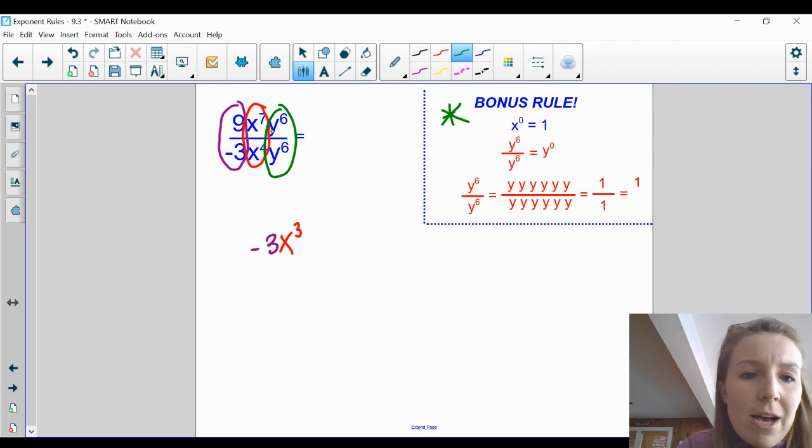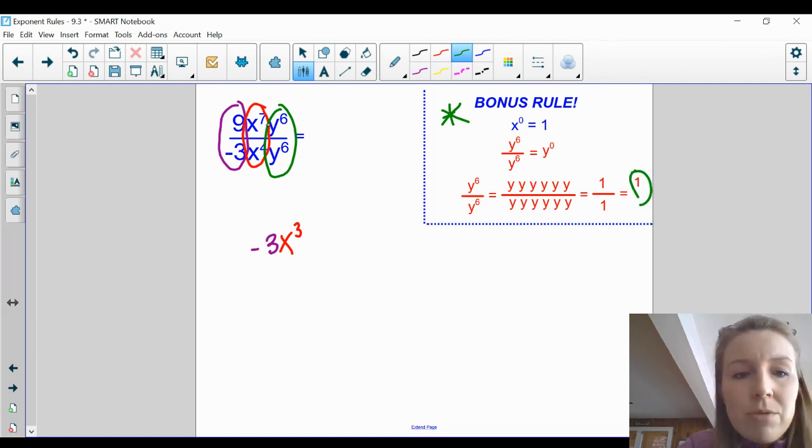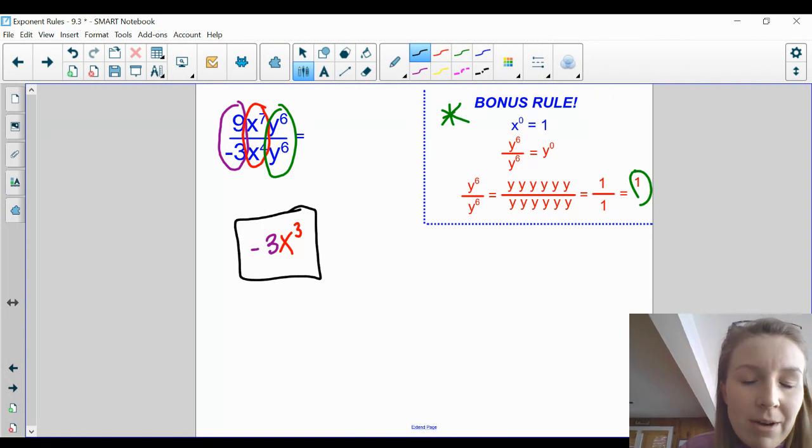We could assign a value to this, and if I'm raising that value to the 6th and dividing by itself, again, we know when we divide a number by itself, we always end up with 1. So this is going to cancel out and become 1, which means negative 3x cubed is my final answer here.